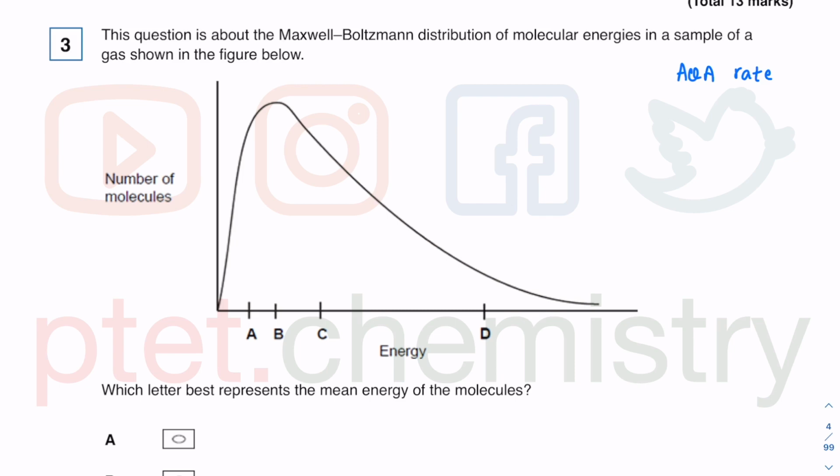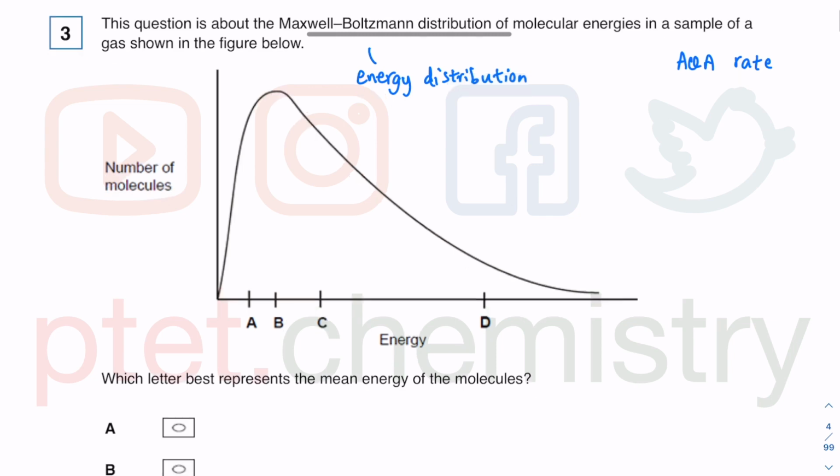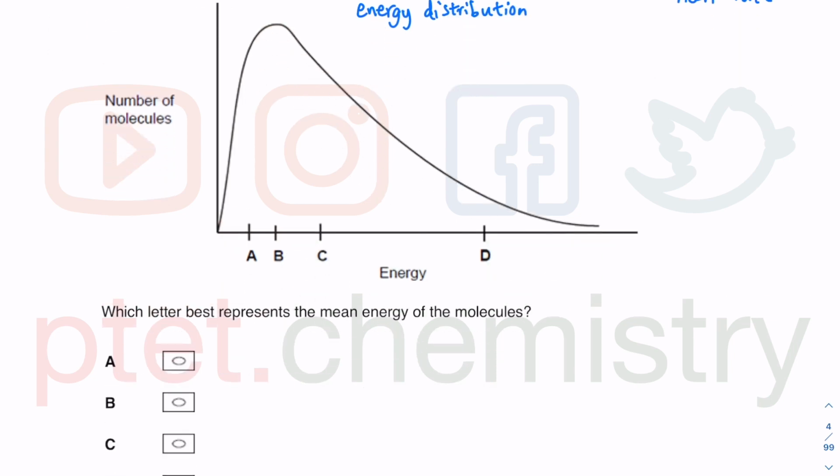So in this question, number 3, we have this question about Maxwell-Boltzmann distribution. What Maxwell distribution is about is it's an energy distribution. It shows you how the energy is distributed among the particles, among the molecules. This is for a gas. So we have the energy on the x-axis, and then we have the number of molecules having that certain amount of energy on the y-axis. So which one represents the mean energy?